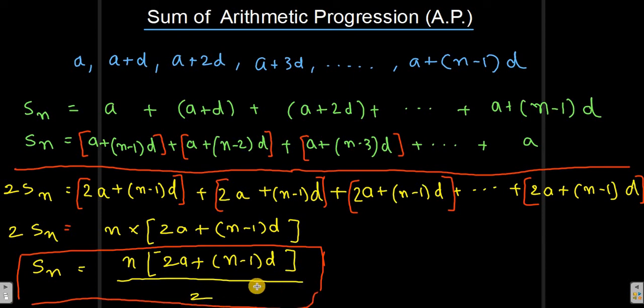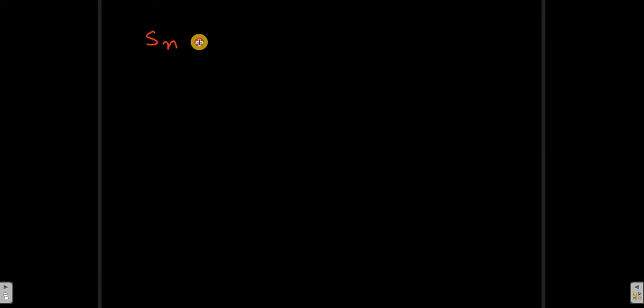Now we have another form too. This is one form, that is, this is one formula. Let's say it is F1, that is form 1. Now we can boil it down into some other form too. Let's go to the next slide and see it. Sn equals n by 2 into 2A plus N minus 1 into D. Right?